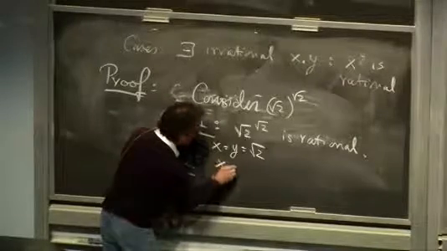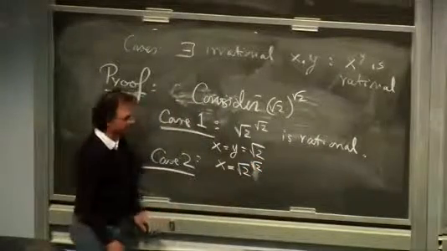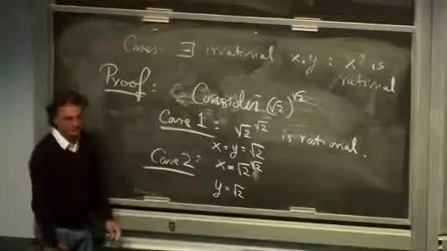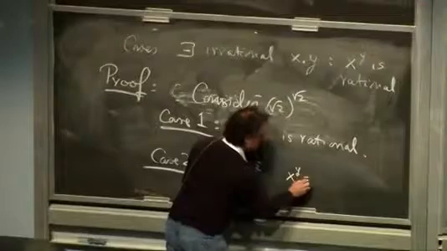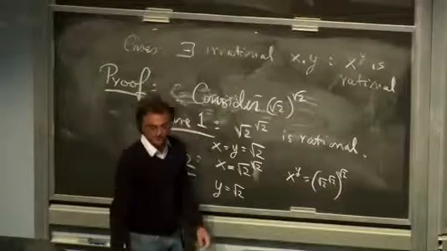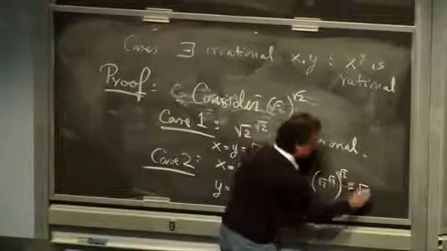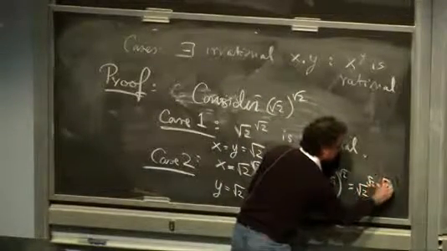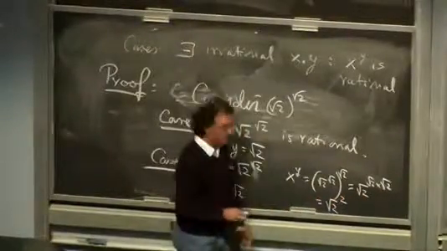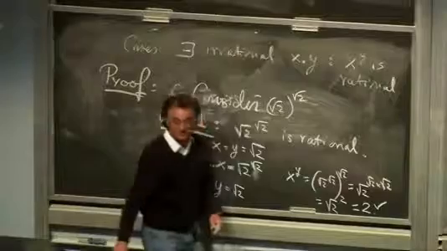So what should we do? Well, let's let x equal to square root 2 to the square root 2, and let y equal to square root 2. Okay, so x raised to the power of y is square root 2 to the square root 2, whole raised to the power of square root 2, which is square root 2 to the power of square root 2 times square root 2, which is square root 2 squared, which we can calculate. It's 2. So that's rational. This is definitely rational. Okay?